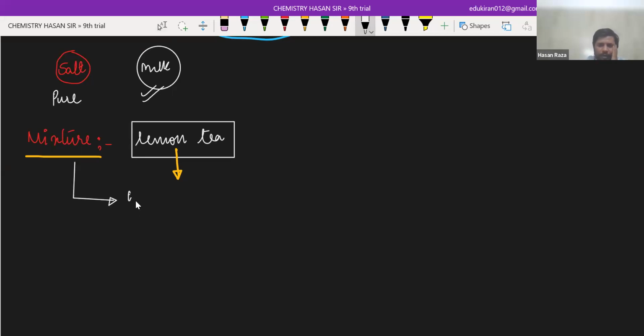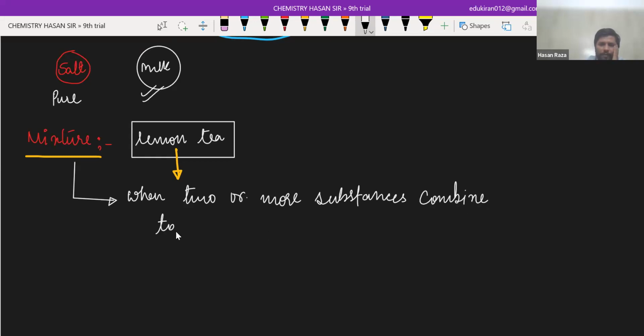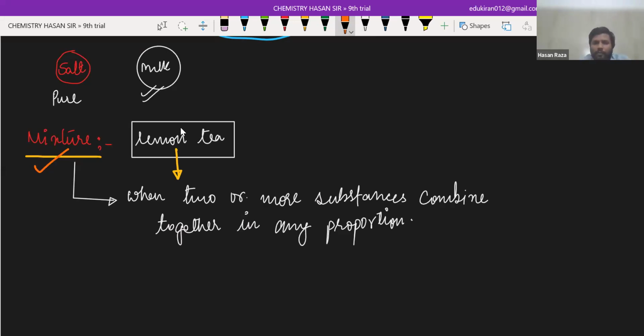Yes, sir. See, when two or more substances combine together in any proportion, the proportion is not fixed according to our requirement or anything. That substance after mixing is called a mixture. Like I took the example of lemon tea. Some of us will have more lemon and some of us will have less lemon according to their requirement. So this is your mixture.